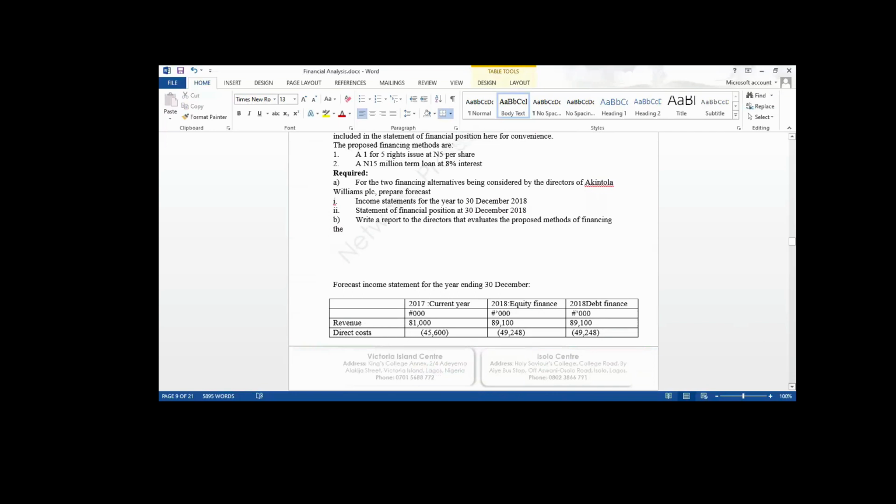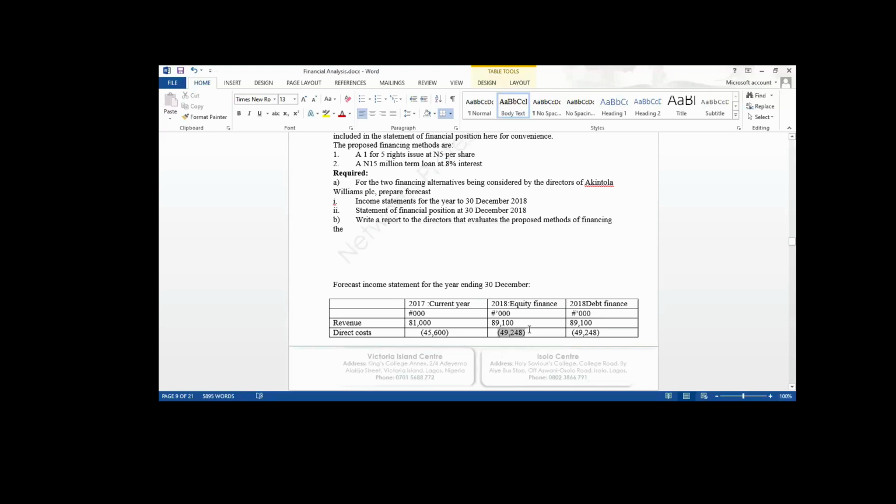Please increase 45,600 by 8%. What? 49,248. 49,248. Can we all see it?